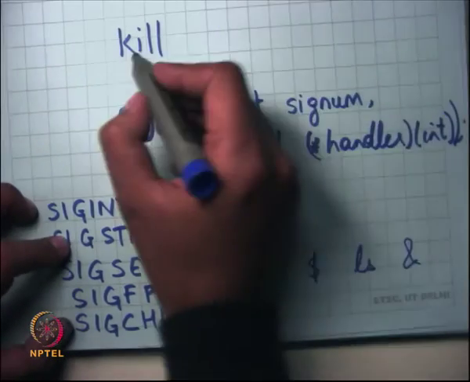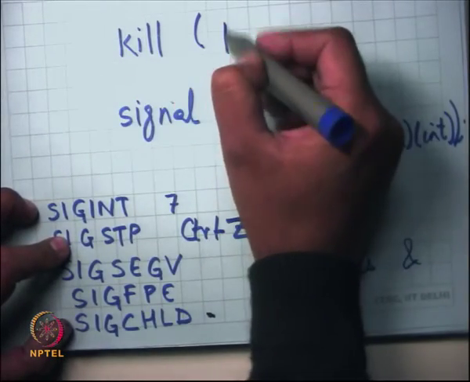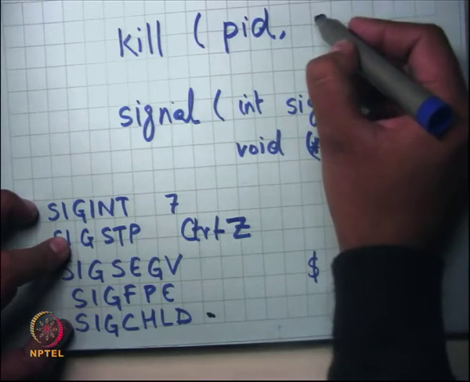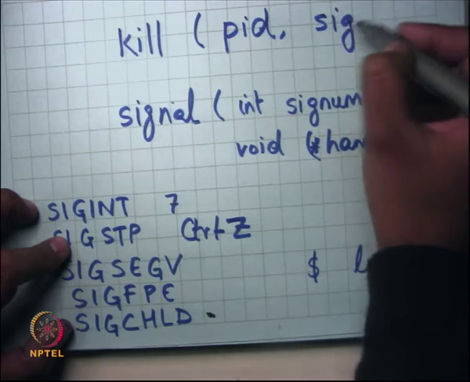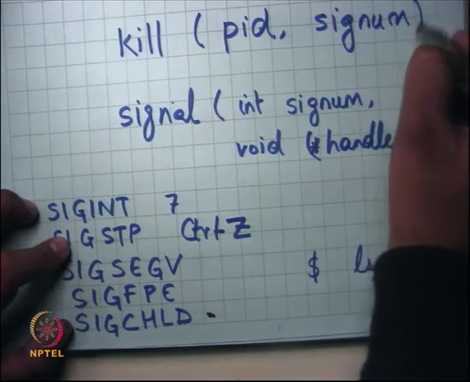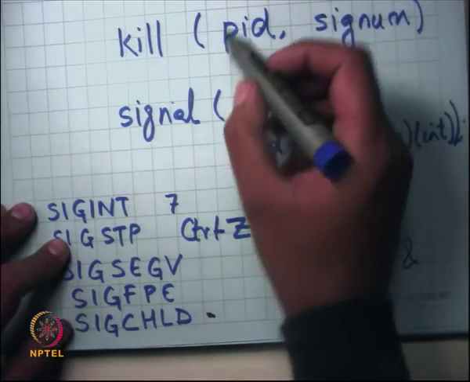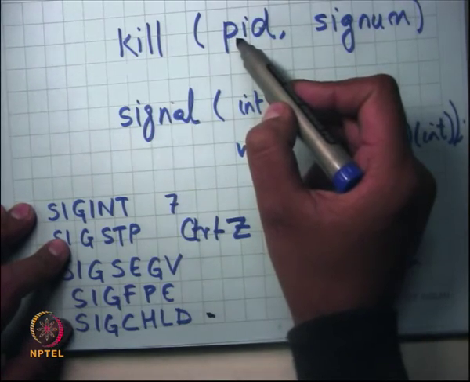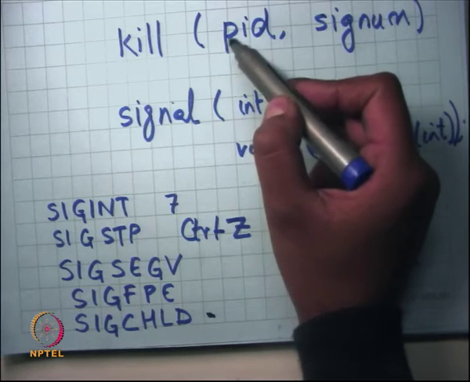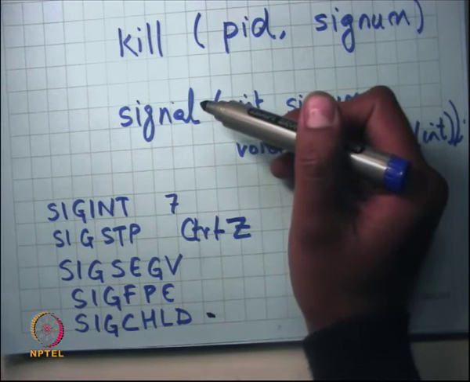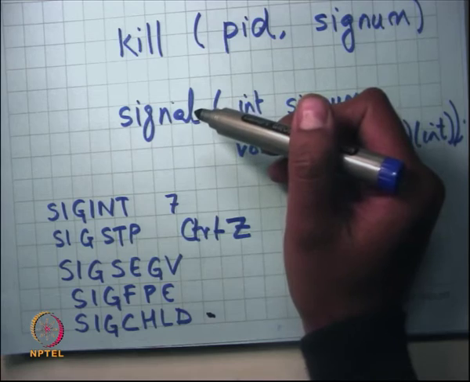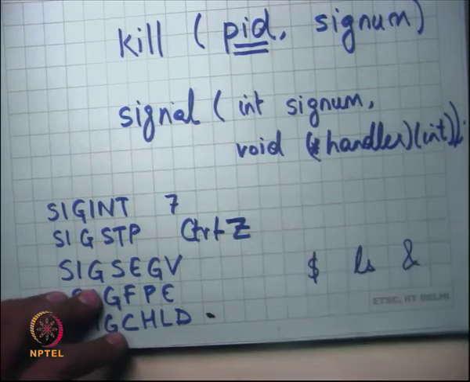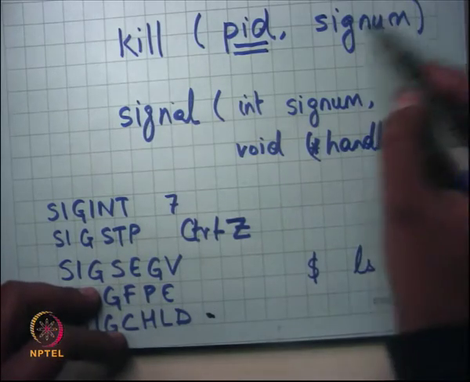And finally, this kill system call. The semantics of the kill system call are that you can actually ask the OS to send a signal to another process. So you can say, send this signal signum to this process PID. So one process can actually send a signal to another process, by simply saying that I want to send this signum to this PID.